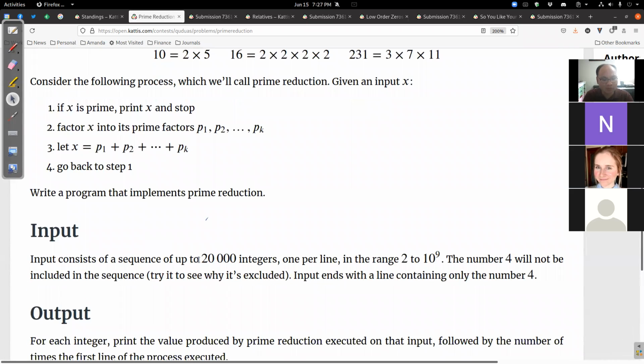Input consists of up to 20,000 integers, 1 per line. Range is between 2 and 1 billion. The number 4 will not be included in the sequence. Try to see why it's excluded. Because 4 is equal to 2 times 2, so you add the 2 factors together, you get 4 back, and then you basically run into an infinite loop. Input ends with a line containing only the number 4.